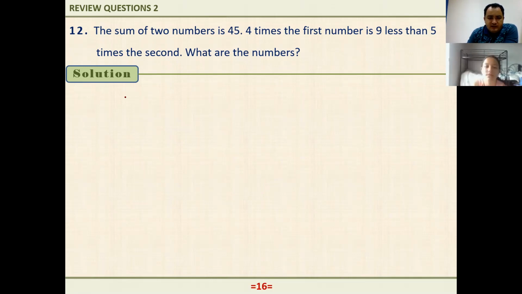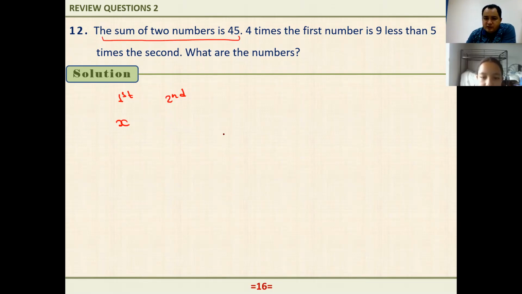Let's say this is our first number, and here we have our second number, right? And the sum of two numbers is 45. Let's say the first number is x. Then what is the second number? Read the first sentence. The sum of two numbers is 45.